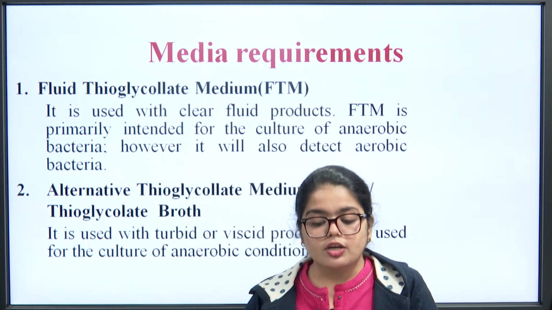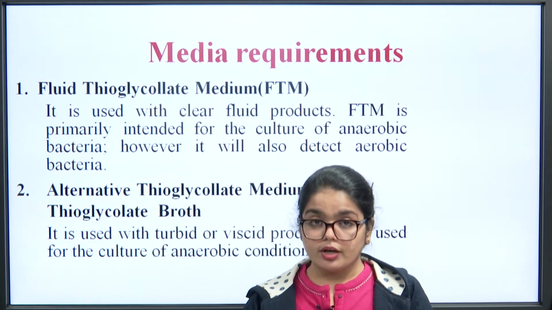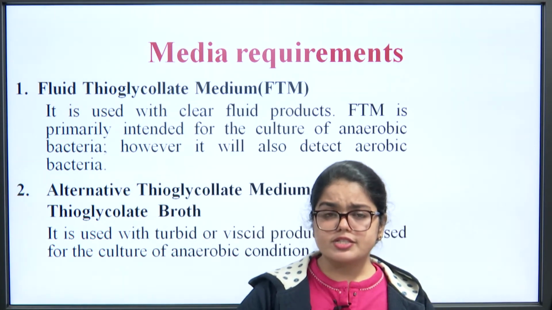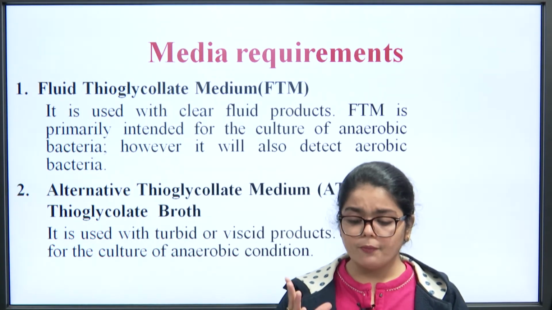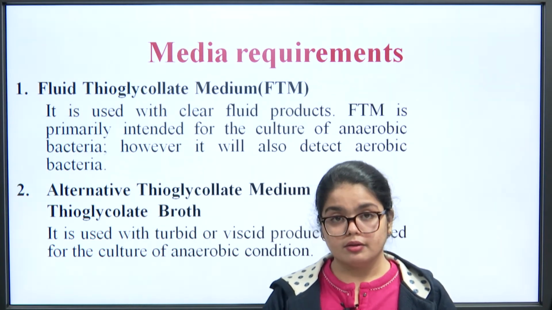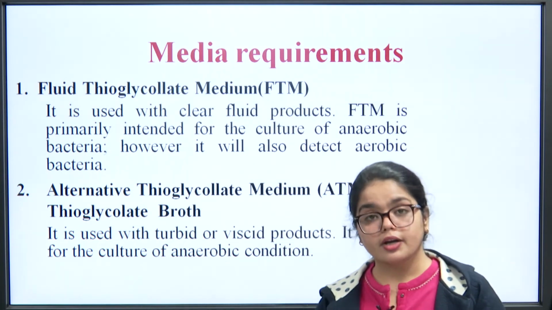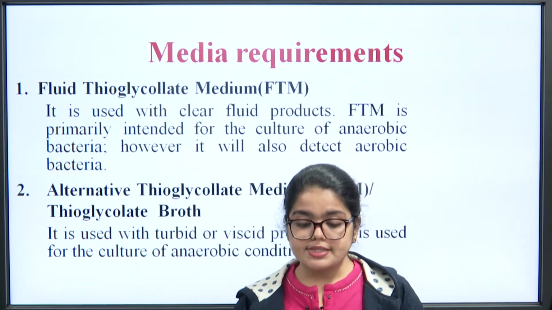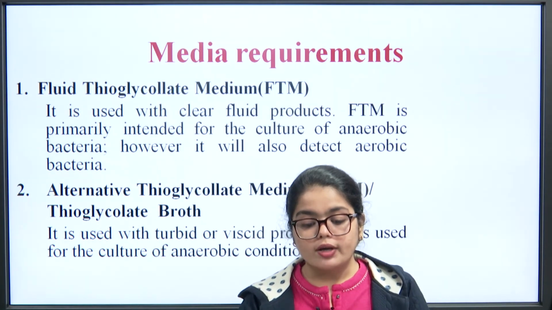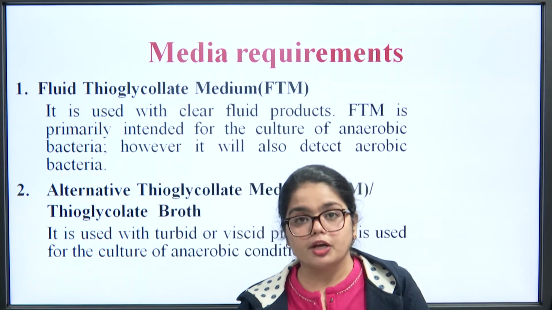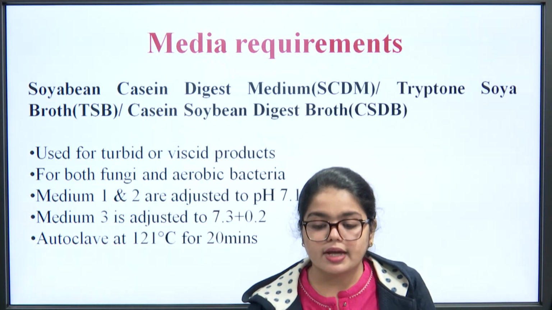It is used with turbid or viscid products. If the product is turbid, धुंधला सा है, viscid मतलब गाढ़ा है, turbid या viscid product अगर है, उस केस में हम इस मीडिया को यूज़ करते हैं. It is used for the culture of anaerobic bacteria, or it provides anaerobic condition for the culture media. So, the FTM is used for both the purposes, while this alternative thioglycolate medium is used specifically for anaerobic conditions. Coming to the next slide.